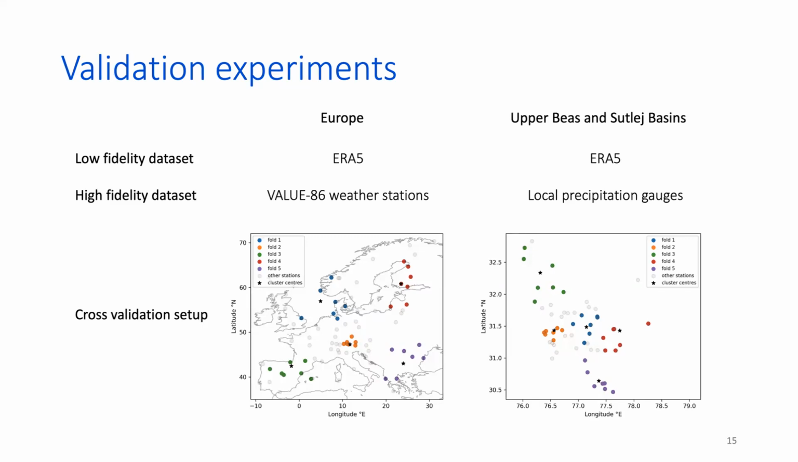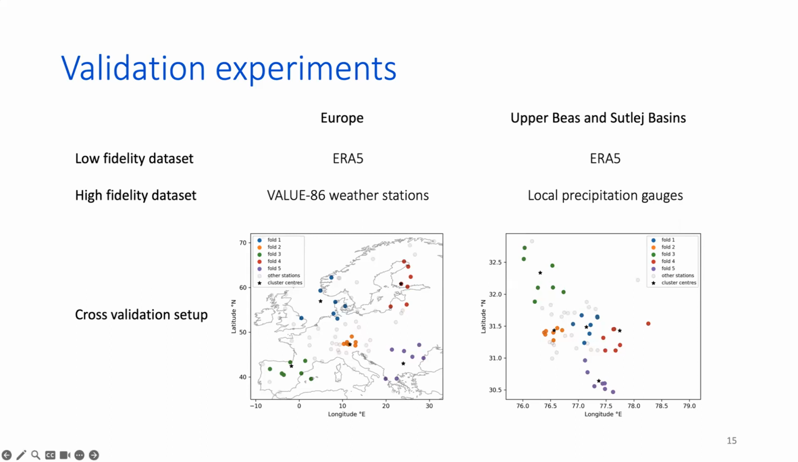So for the high fidelity data in Europe, we're going to be using the VALUE 86 dataset, which unsurprisingly contains 86 weather stations. And these weather stations have been specifically chosen because they represent different climates that are found across the European continent. Then for the Beas and Sutlej basins, we're going to be using the gauges I showed in the previous slide.